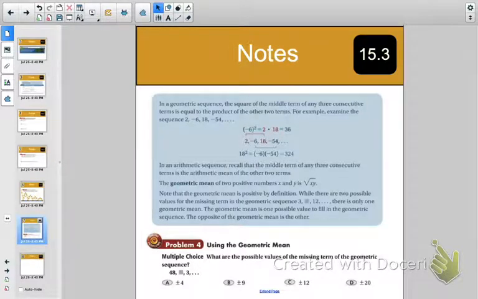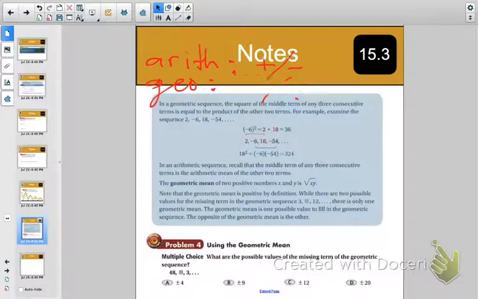So like arithmetic, you are adding or subtracting. Geometric, you are multiplying or dividing. So it's kind of arithmetic, or geometric is 1 degree higher than arithmetic.